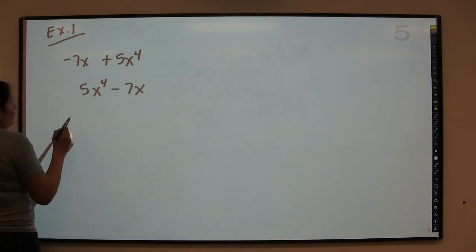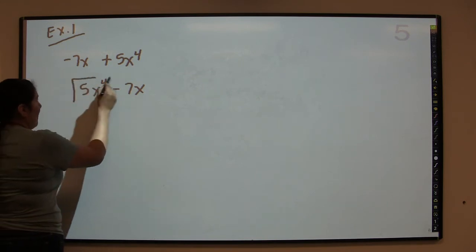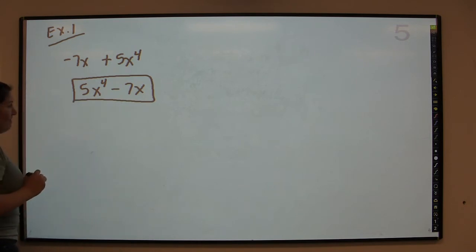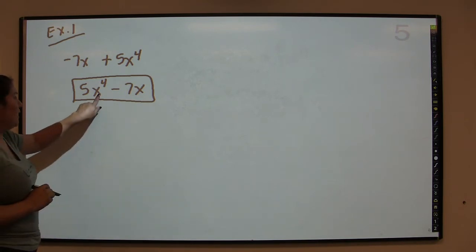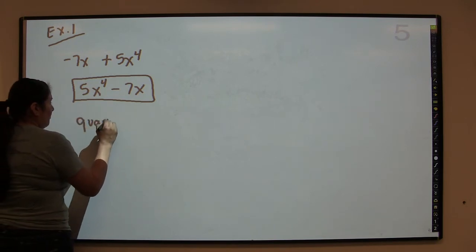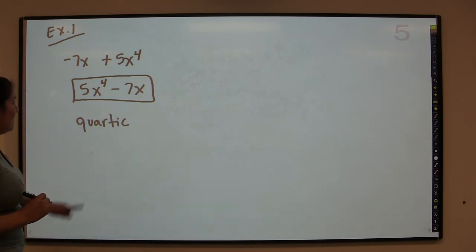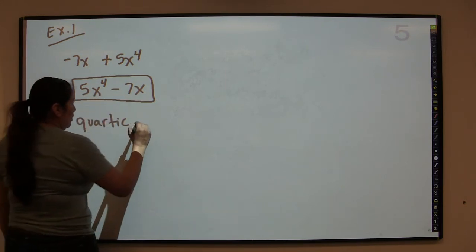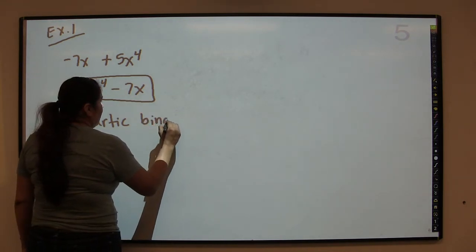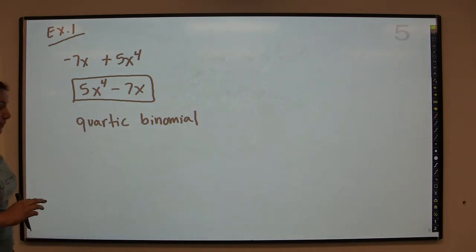Now this is in standard form. That's the first part of what they're asking us to do. So they do in fact want us to write it in standard form. That's the first portion done. And then it asks us to classify it by degree and number of terms. Since the degree here is 4, we're going to call it a quartic. You can refer to your chart from before. It is a quartic because it's a 4th degree. And because there are 2 terms, it is a binomial. So this is a quartic binomial. And that's it. Those are the 3 parts that we need to have for this example.